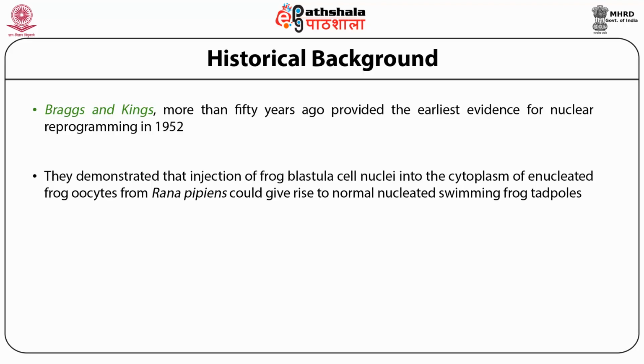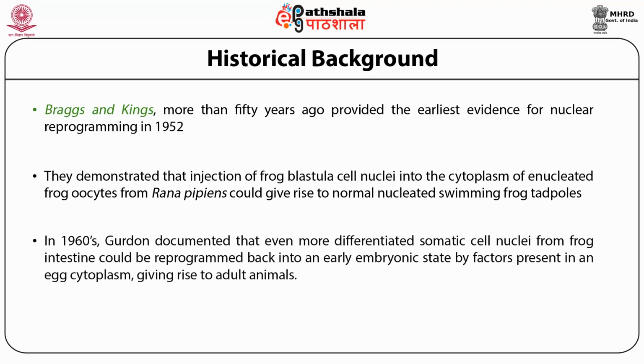Now, after the initial experiments by Briggs and King, it was in the 1960s when a group led by Gurdon documented that even more differentiated somatic cell nuclei, not only blastula cell nuclei but even nuclei from more differentiated cells like those from frog intestine, could be reprogrammed, transformed back into an early embryonic state by factors present in the egg cytoplasm.